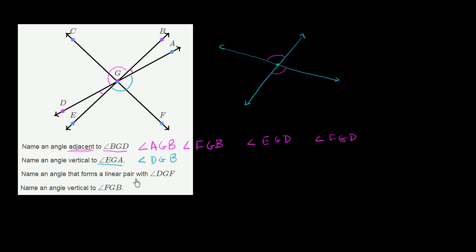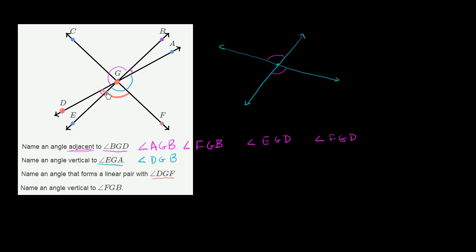Name an angle that forms a linear pair with angle DGF. So let me just do it in a new color. Angle DGF. Yeah, all of these should have G in the middle. DGF. So linear pair with angle DGF. So that's this angle right over here. An angle that forms a linear pair will be an angle that is adjacent where the two outer rays combined will form a line.